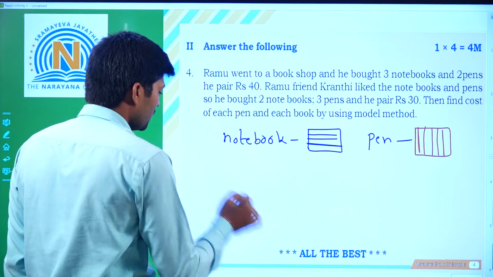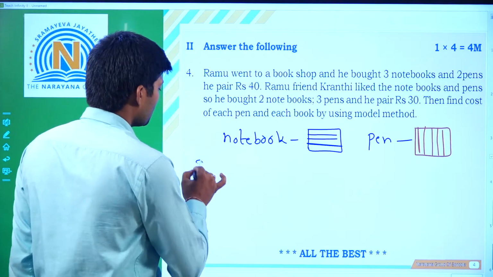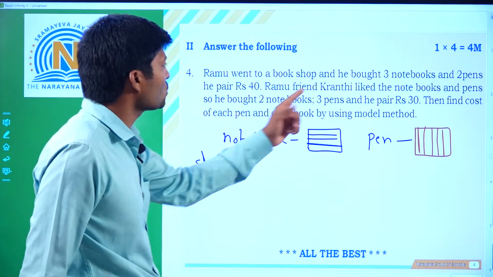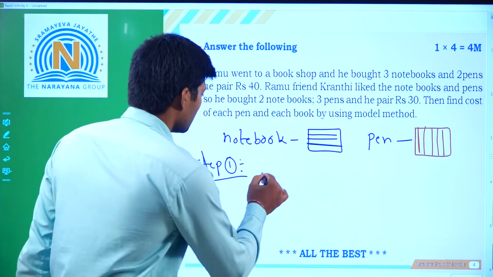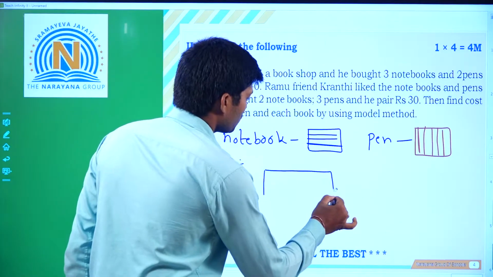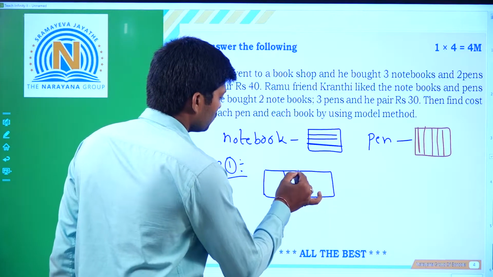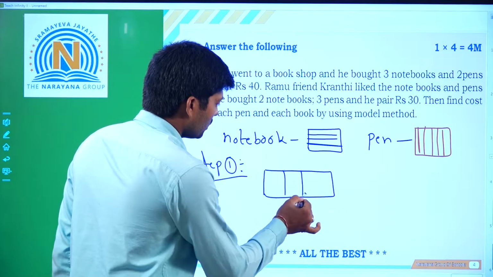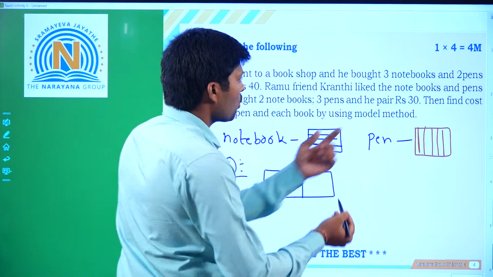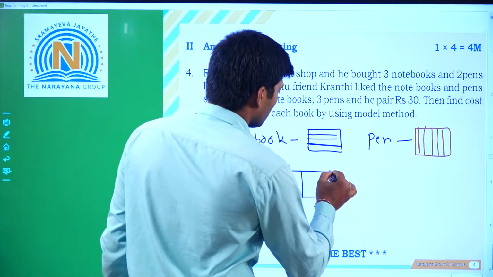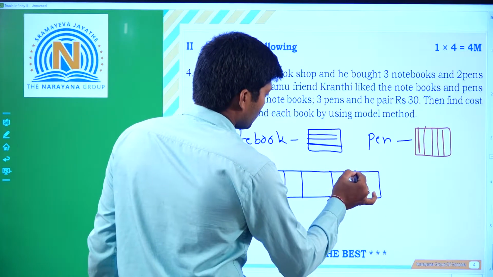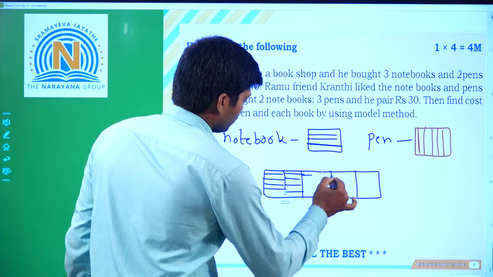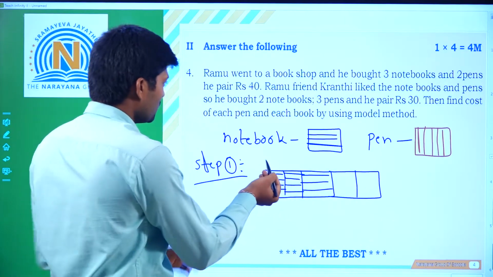In this first step, step 1, for notebooks, there are totally how many notebooks? 3 notebooks: 1, 2, 3. Next, how many pens? There are totally 2 pens. Just shade with the horizontal lines. So, this is nothing but notebook.